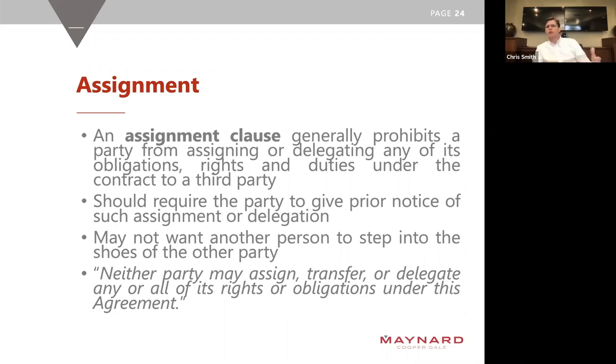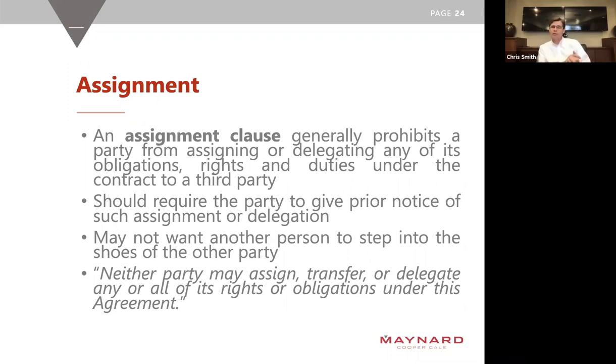If I sign a contract with ABC company to provide certain services to me, the last thing I want to do is give ABC the right to just go out and assign their obligations to somebody else, right? I don't know who that other company is. I didn't negotiate my agreement with that other company. I have no idea if they could do a good job or a bad job.